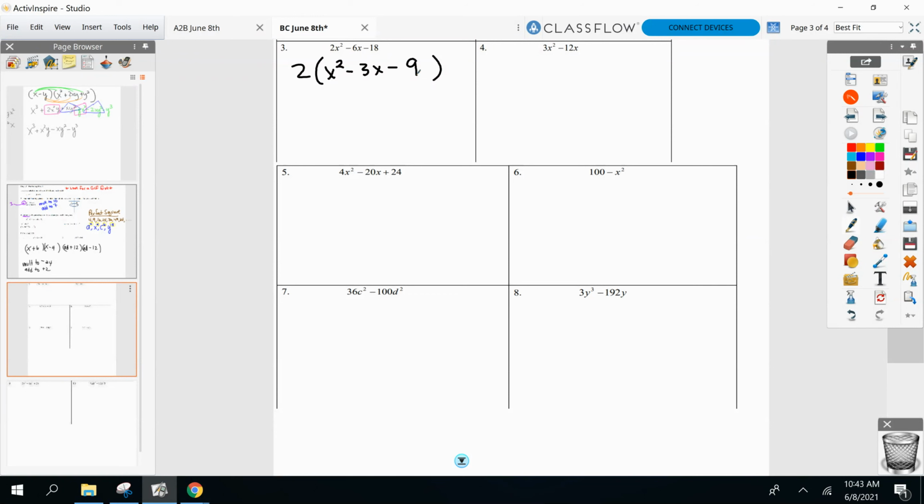I may still have another factor to go. So look inside, everyone. How many terms do you have inside? 3. What's the number out in front? 1. So can I play the game? Multiply to negative 9, add to negative 3. Can I find those numbers?